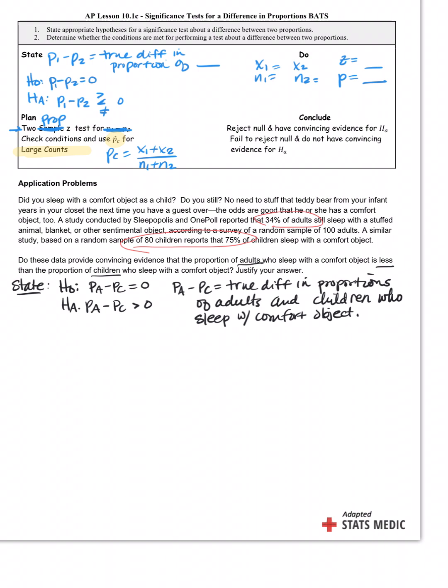Going back to the alternative, there's less adults than children, so it should be less than. Why did I put greater than? I think I was thinking less than, and thank you. It should be less than. You're right.